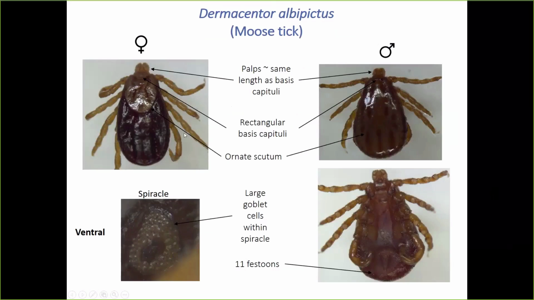Here's the big ugly moose tick here. These seem like they're Dermacenter on steroids. Like they just seem thicker, and they look very similar. The patterns are very similar, but to me, I can always spot these, and I don't know what it is. There's something about them that's different. They definitely superficially look like the other two, but the goblet cells are much larger in the spiracle, and the spiracle is typically more rounded in this species than the other two.